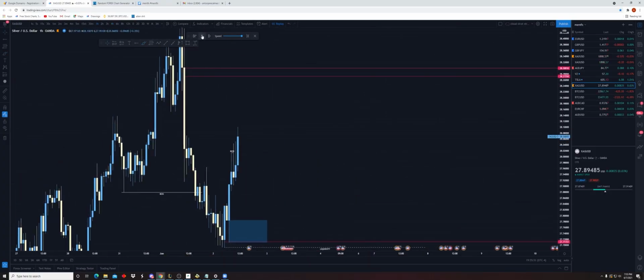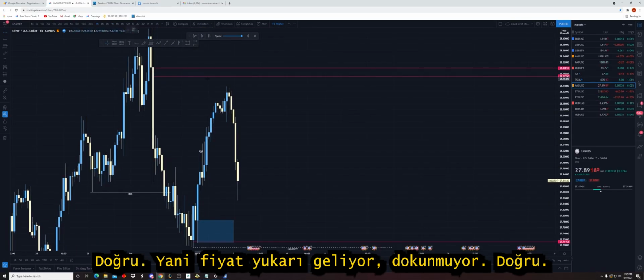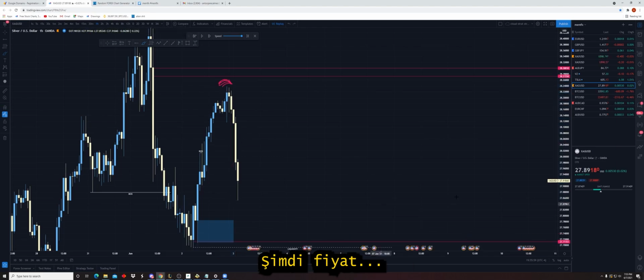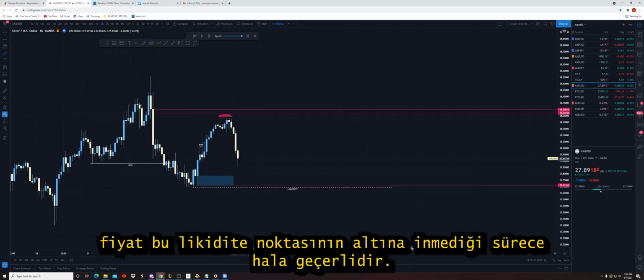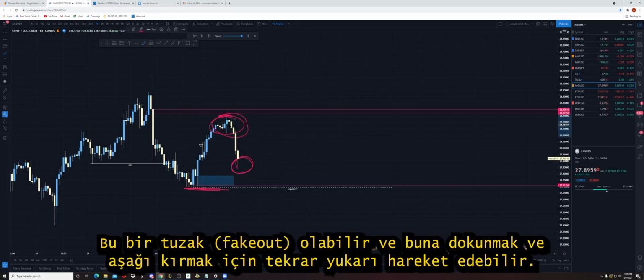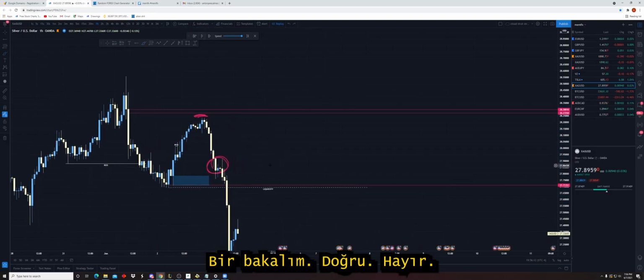And now we can see if price taps into them, right? So price comes up, doesn't tap in, right? So this is, again, a disadvantage. Price can come close and then move away. Now, it's still valid. As long as price doesn't come below this liquidity point, these two refined zones are still valid. And price could easily have this as a fake out and have a move back up to tap into this and break back down. Let's take a look, right? Nope, and it comes down.